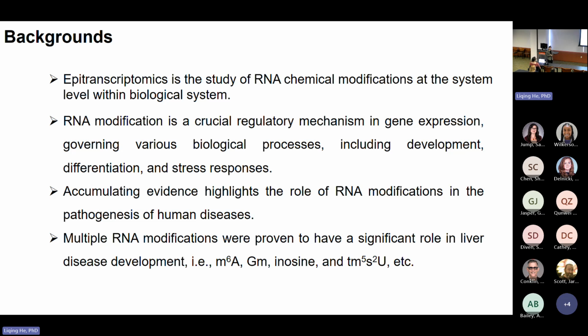So we all know RNA modification plays roles in gene expression. It plays an important role in various biological processes like differentiation and development. And recent evidence increasingly highlights the important role of RNA modification in the pathogenesis of human diseases, like m6A and Gm in liver disease and cancers.